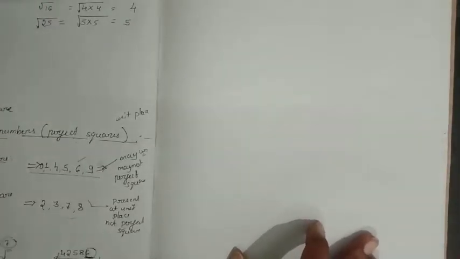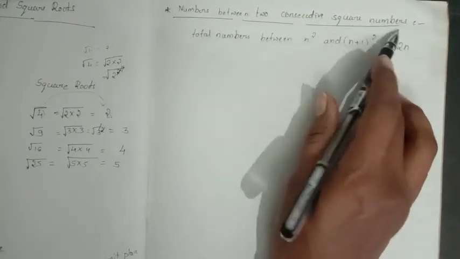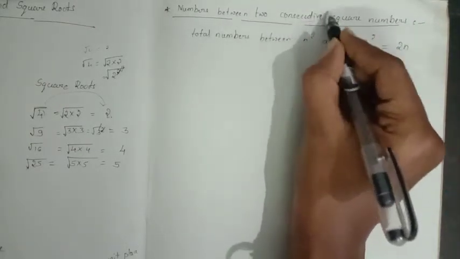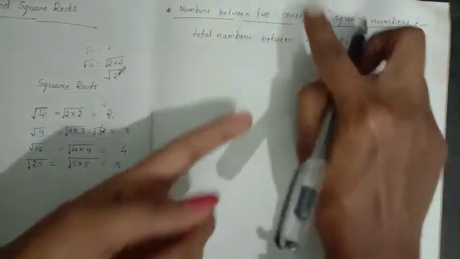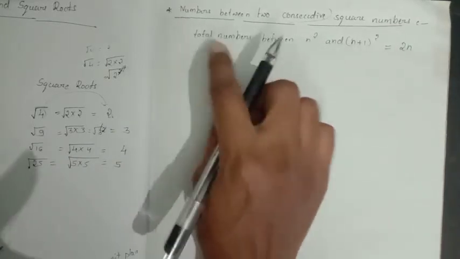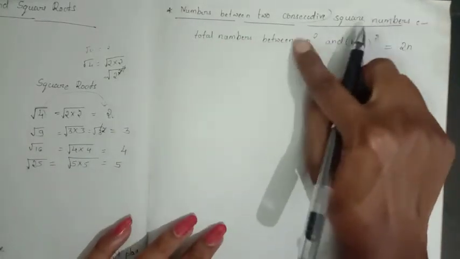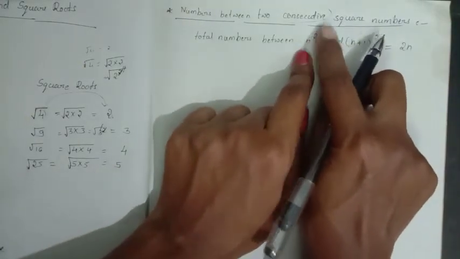Okay, the next concept related to this is numbers between two consecutive square numbers. Consecutive means two continuous numbers. And what do we mean by square numbers? The square of that number. For that, there is a formula to find the total numbers between the squares of consecutive numbers. Square means there is one number, and we take the square of that number.